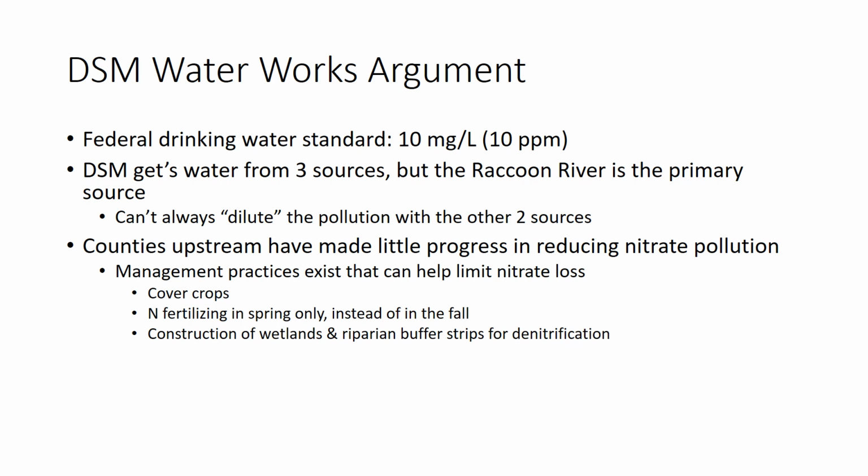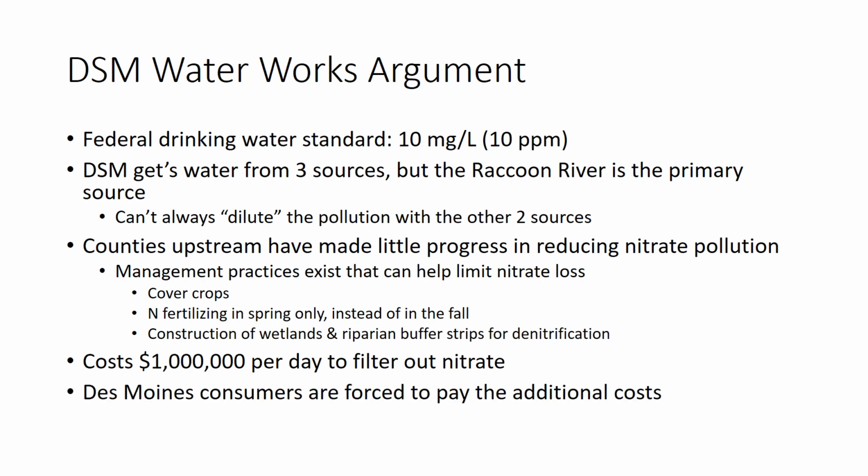Only fertilizing in the spring rather than fertilizing in the fall, and also constructing wetlands and adding riparian buffer strips. These are all things that would greatly help to reduce how much nitrate pollution there is, but the county doesn't really follow those things. So as a whole, and I can attest to that myself, just actually going through there. So it costs $1 million a day to run that filtration system. And so the consumers that are consuming the drinking water are forced to pay all these additional costs, but they're not the ones that are polluting the water.